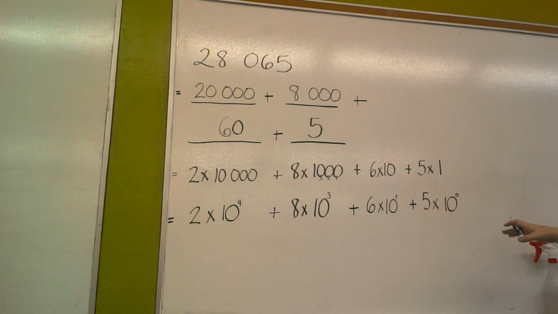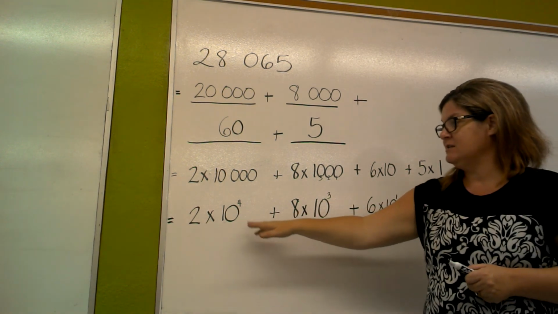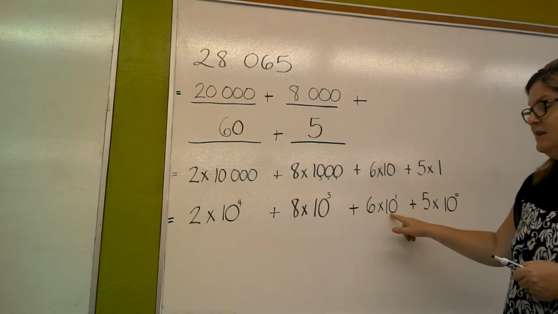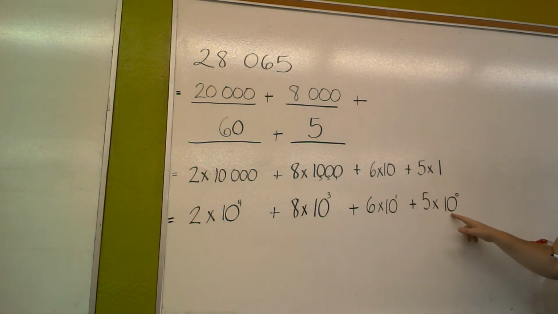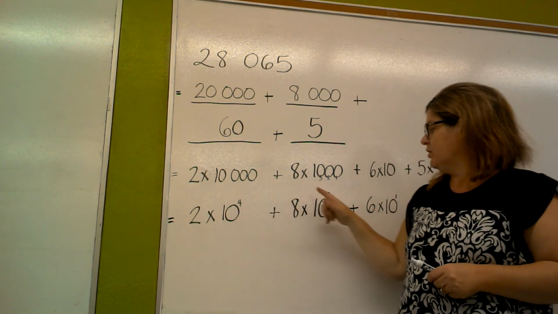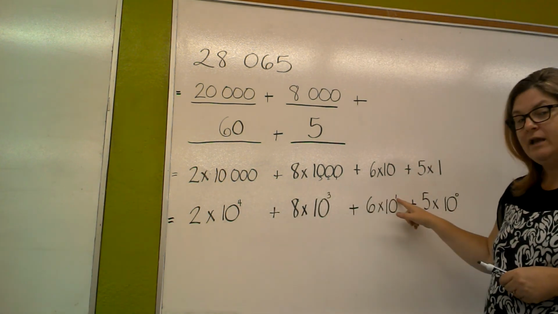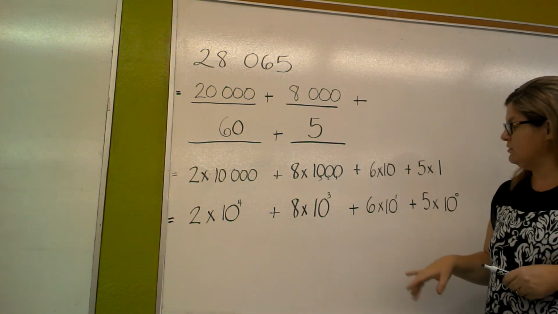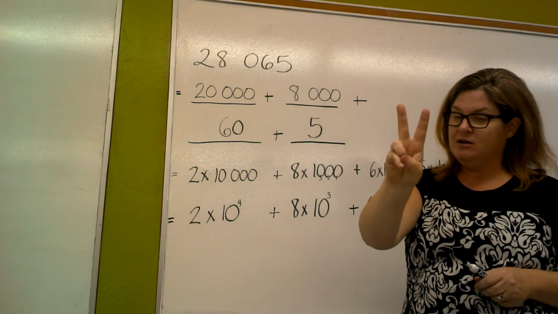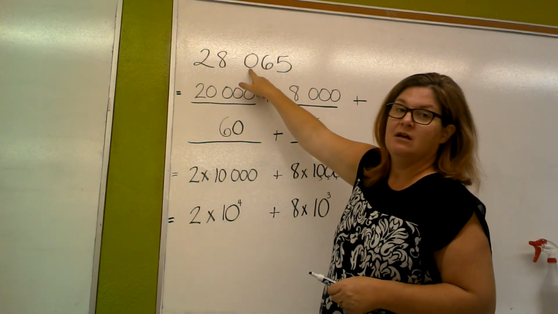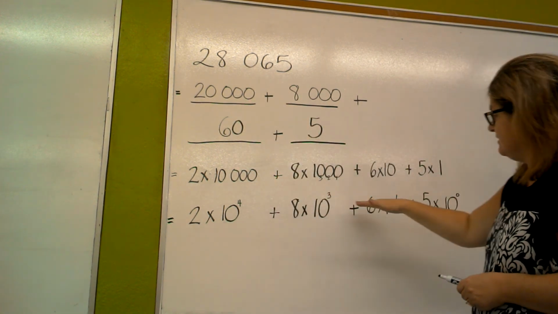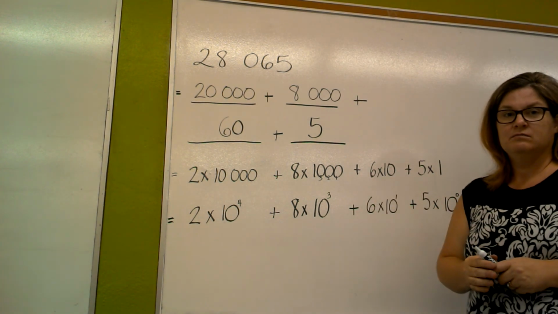And you end up with 2 times 10 to the exponent 4 plus 8 times 10 to the exponent 3 plus 6 times 10 to the exponent 1 plus 5 times 10 to the exponent 0. You'll notice they are in descending order, 4, 3, 1, and 0. We're missing the exponent of 2 because there is 10 times 10, which would be 100. There is no digit other than the 0 in the hundreds column. So it doesn't get accounted for in our answer.